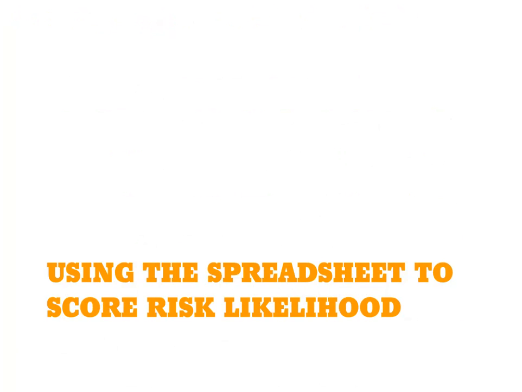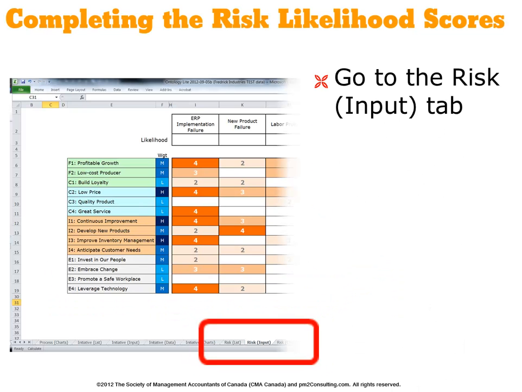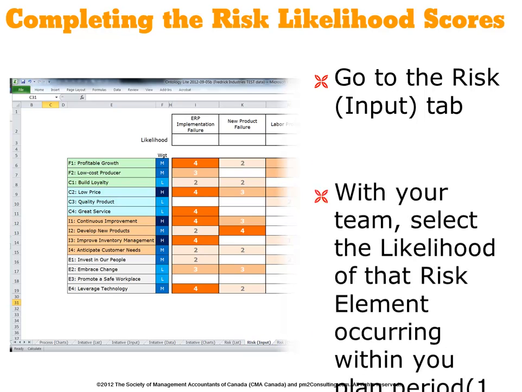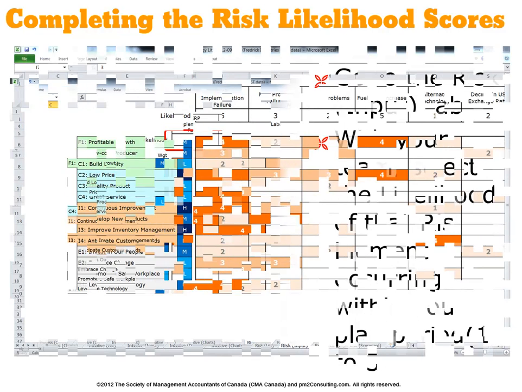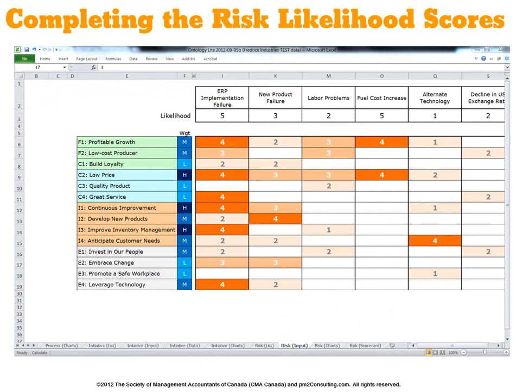Once you've done that, you can then use the spreadsheet to score the risk likelihood. So again, we're going to go to that risk input tab, which should look something like this with your risk impacts documented. And then with your team, you're going to select the likelihood of that risk element occurring within that planning period. And then you're going to use your scale of 1 to 5. And so by the time you're completed, it will look a bit like this.